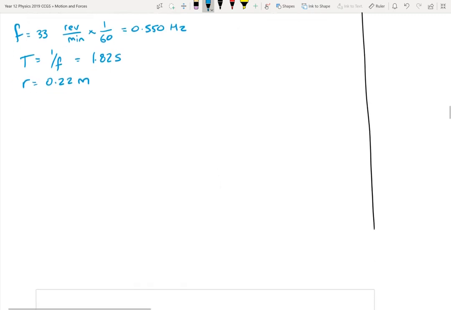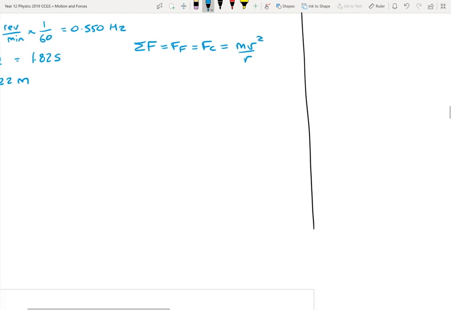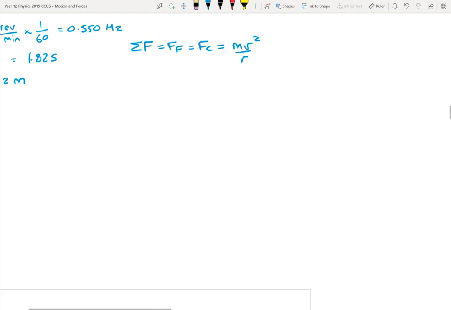This is how I want you to set up every question from this point forward. You say that the sum of all forces is that of friction, which produces F centripetal, which we have an equation that's mv squared on R. Or, breaking that down, it's m 4 pi squared r on T squared. Just being lazy. So please, make all of these statements.